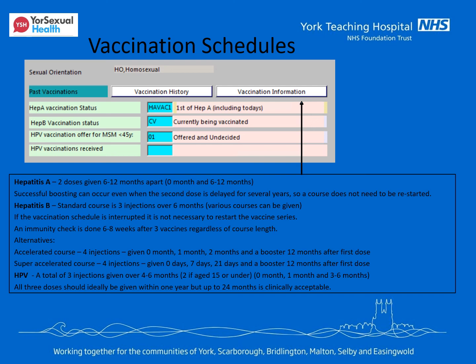So HPV is a total of 3 injections, which are given over 4 to 6 months. So that can be 0, 1 and between 3 to 6 months for the third dose. However, they may often be receiving hepatitis B vaccination at the same time, so you could just give them it at the same time, one in each arm at 0, 1 and 6 months, and that would cover both courses of vaccination. All 3 doses should ideally be given within a year, but can be given up to 24 months.